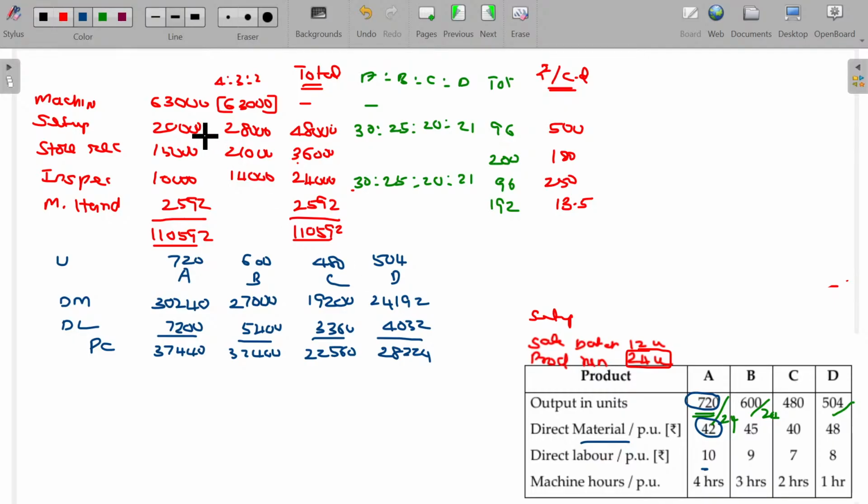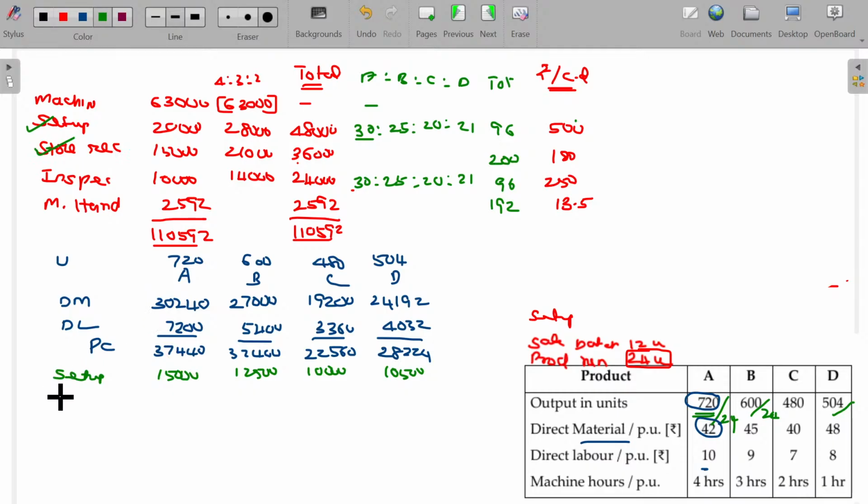Now we'll start with all the costs one after another. Under ABC costing, we start with the first, setup cost. 500 rupees is the overall cost per setup. Number of setups for A being 30, so 30 into 500 is 15,000. For B, 12,500. For C, 10,000 rupees. For D, 10,500.